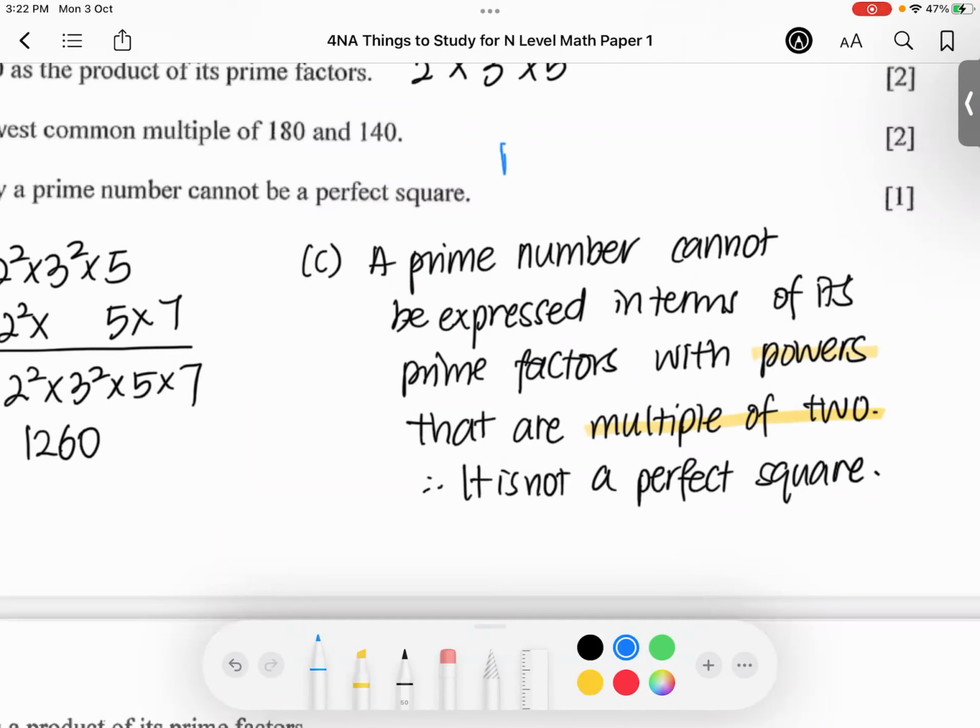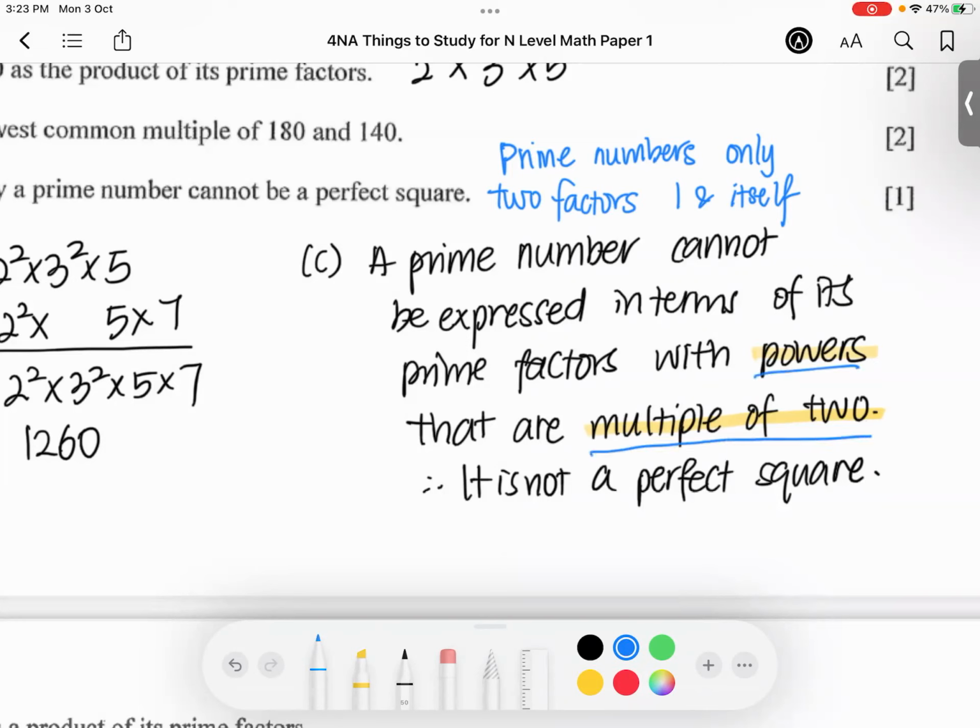Okay, prime numbers only have 2 factors, one and itself. Therefore, if this is the case, there cannot be a case where its power can be a multiple of 2, because there are only 2 factors, one and itself, the prime number itself. You cannot have something square. So in this case, it must not be a perfect square.